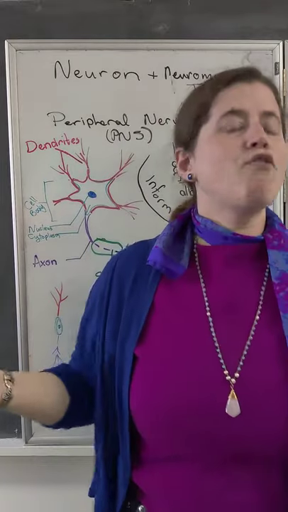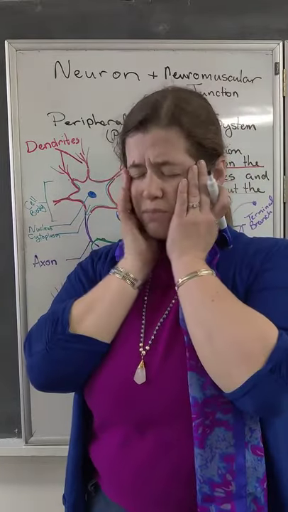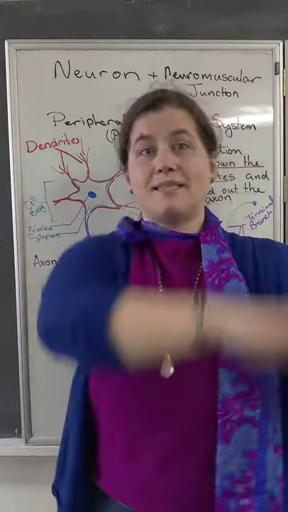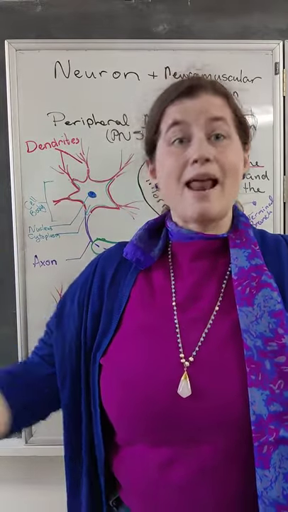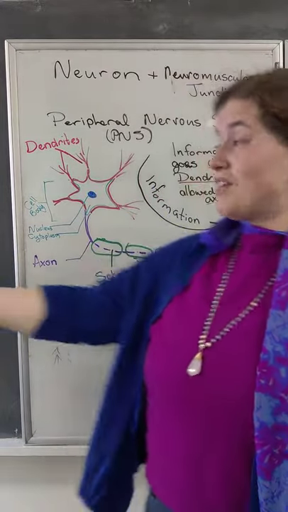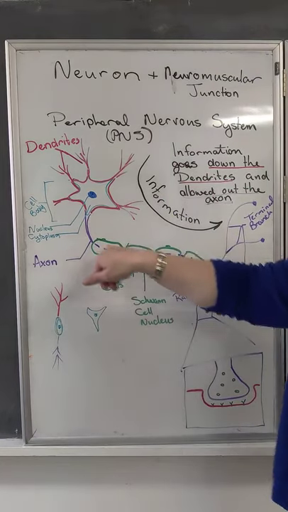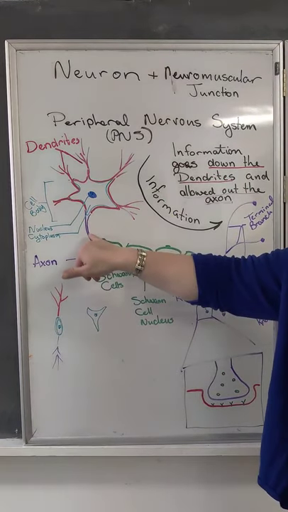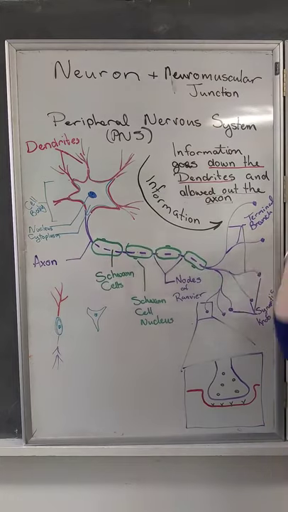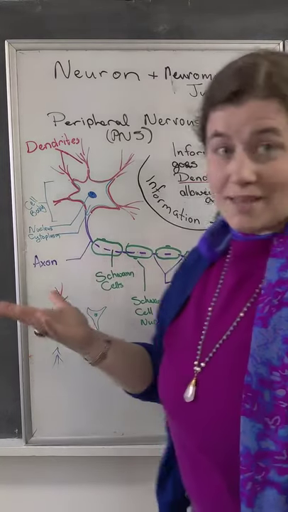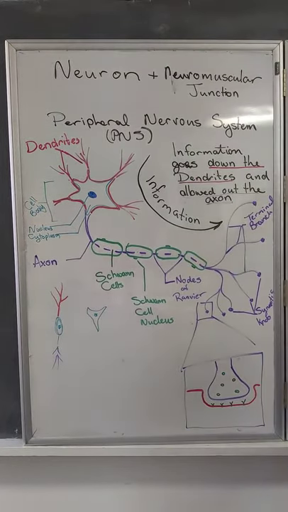Has anyone ever read the story, I think it's Puss in Boots, that has 7-league boots? He can take 7 leagues in a single step, and think how fast he can move if he can do that. So think of these as like 7-league boots. If you've got Schwann cells, instead of going walk, walk, walk, walk, walk, it's boing, boing, boing through. That's what they're for. Okay, what are we missing? Terminal branches.